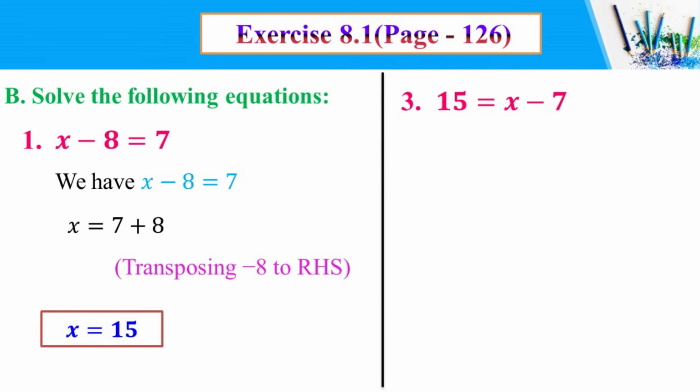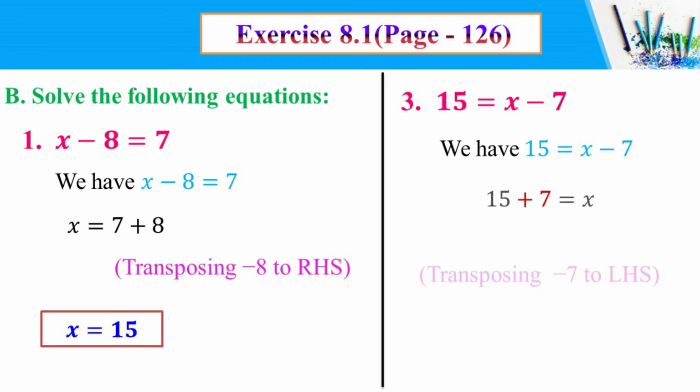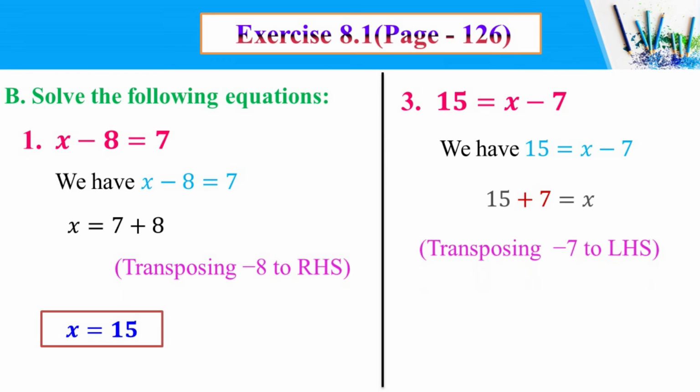Next question. 15 equal x minus 7. Here we write the variable x on right hand side. Transposing minus 7 from RHS to LHS. Now we can change the sign. Minus 7 will get plus 7. So 15 plus 7 will get 22 equal x. The value of x is 22.